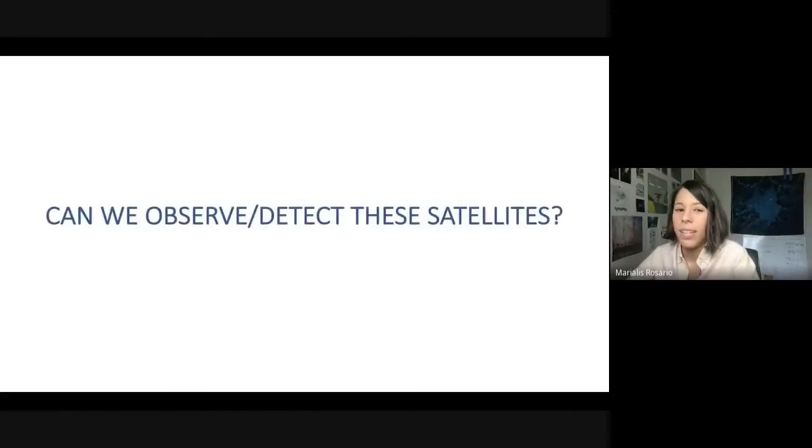So, can we observe or detect these satellites? We know they can be stable. We know under which conditions they can be stable. And we know not only the orbital stability, but also how this stability can change considering tidal constraints depending on the tidal quality numbers.